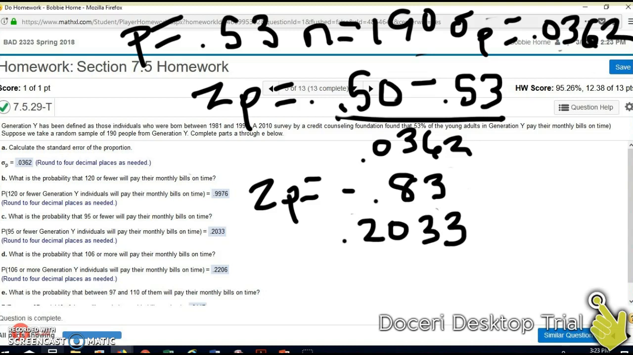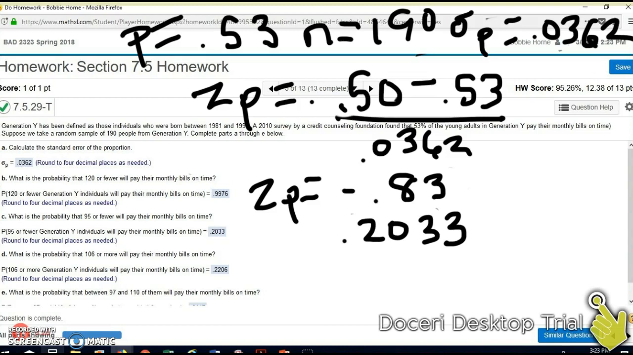For D, what is the probability that 106 or more will pay their bills on time? Well, first we have to find the probability of 106 or less, and then once we find that, we can subtract that from 1 to get the greater than side.